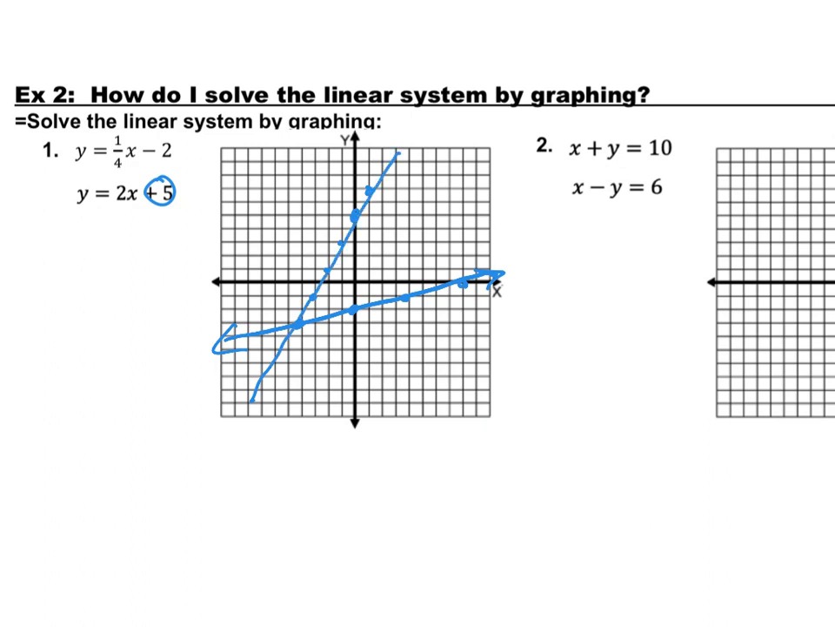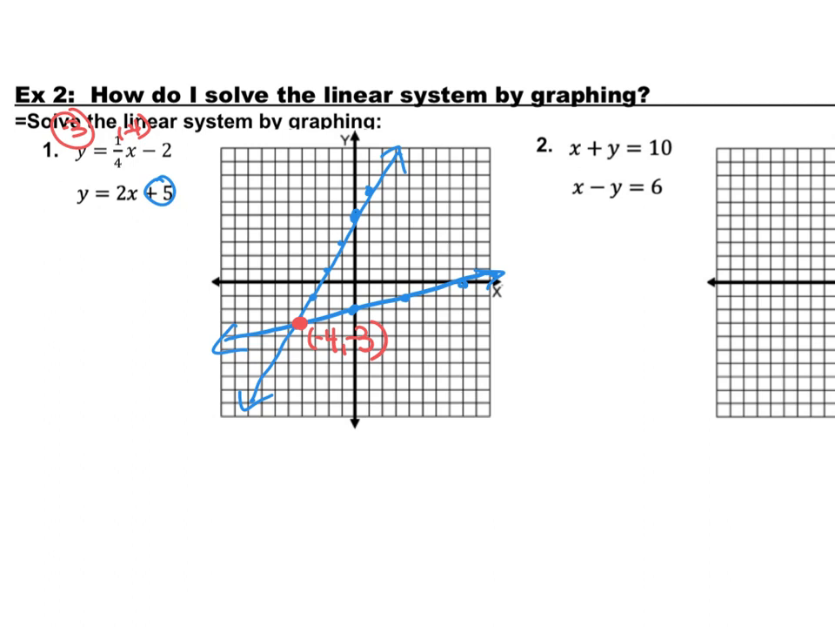So notice that it crossed on this point right here. Let's do that in red. So we have negative 1, 2, 3, 4. So this point right here is (-4, -3). And let's go back up and plug this in to show. If I plug in -4 and -3 over here, 1/4 of -4 is -1. -1 minus 2, is that equal to -3? Yes.